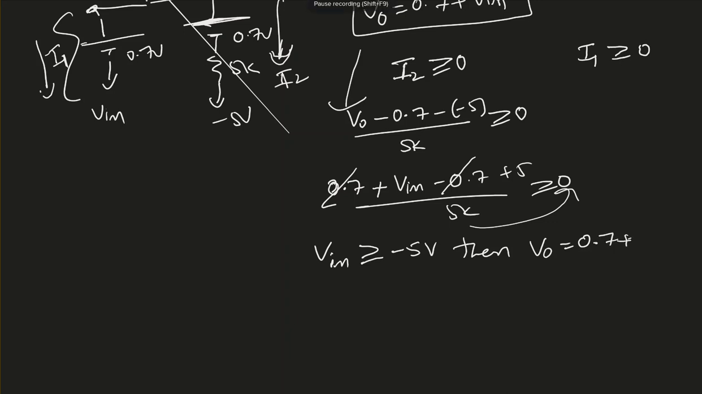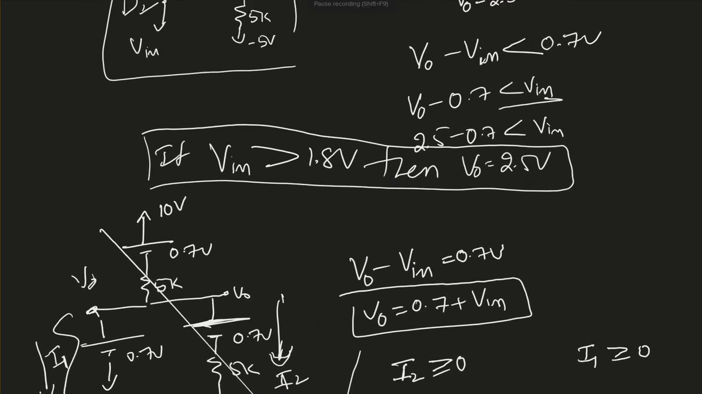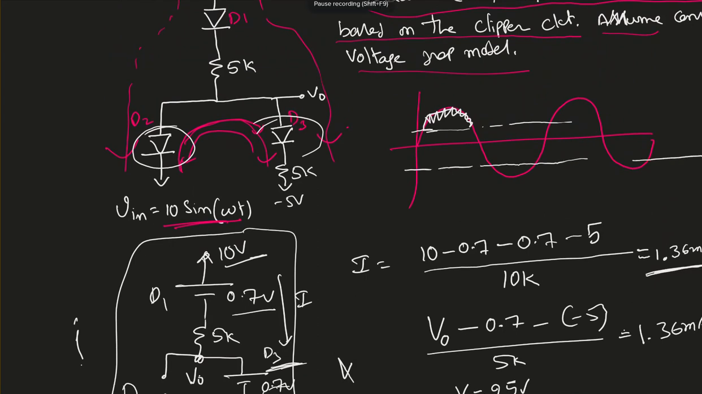Still I haven't done this part of the problem yet, because now I found one end, I need to find the other end. So if you look at this waveform, now we are saying as long as Vn is above negative 5, so negative 5 might be somewhere here. I know what is going on above, so I need to find what is the upper limit for this.